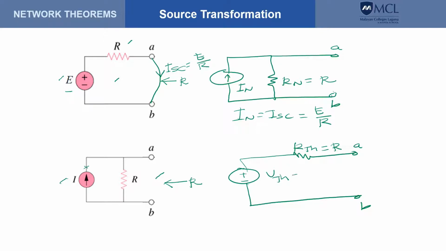For V sub TH, we compute the voltage across the open terminals, and we designate that as our V sub OC. Clearly, this current will simply flow towards the resistance. So the voltage across here will be V sub OC, and that would be equal to I times R. So our V sub TH becomes our V sub OC, which is IR.